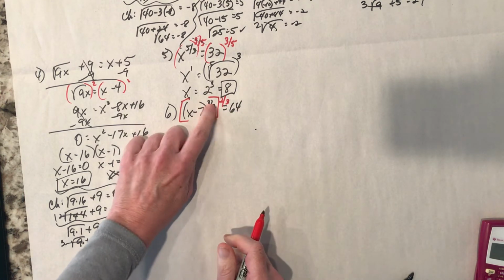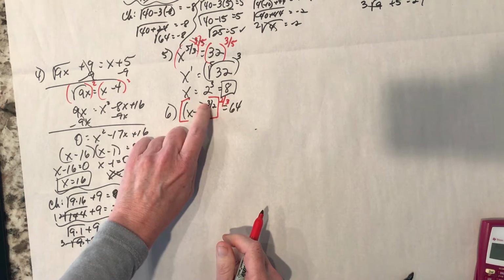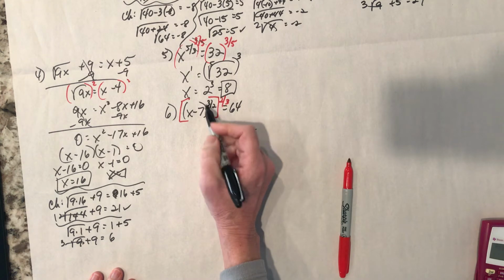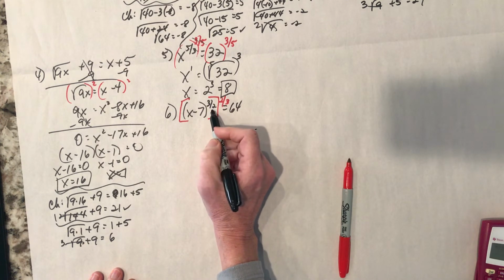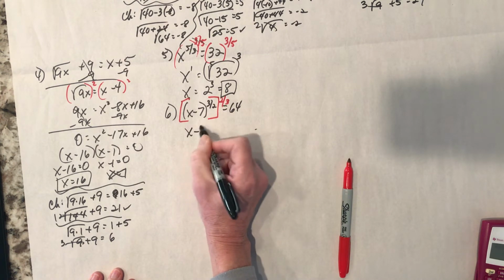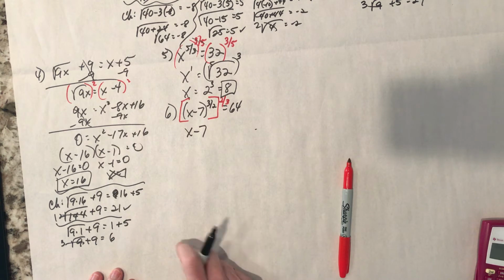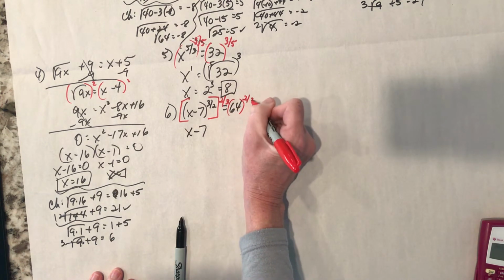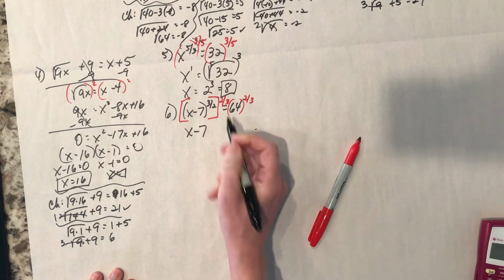Now the 3 on bottom will cancel with that 3 on top. The 2 on bottom cancels with the 2 on top. So those two become 1. 3/2 times 2/3 is 1. So we get an x minus 7 on this side. Whatever we've done to one side, we need to do to both sides. Let's raise that to the 2/3.